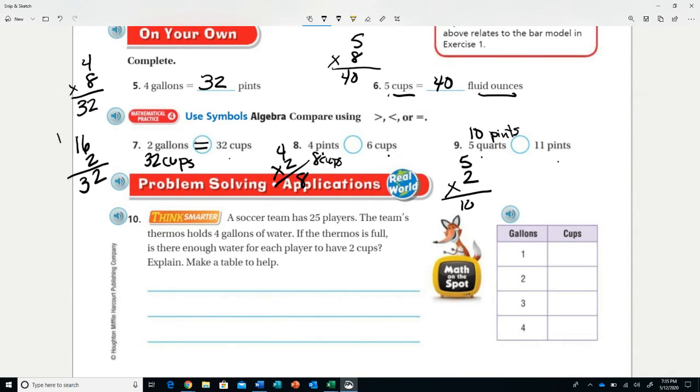Question number 10, the soccer team has 25 players. The team's thermos holds 4 gallons of water. If the thermos is full, is there enough water for each player to have 2 cups? Explain, make a table to help. Okay, so we are looking at 4 gallons of water and 25 players, and we want to know if each player can have 2 cups. So fill in your table, 16 cups per gallon.